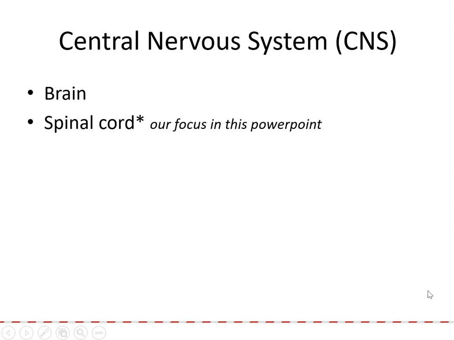Just a reminder that the central nervous system, or CNS, includes brain and spinal cord. In this particular PowerPoint, we'll focus on the spinal cord and spinal nerves. So spinal cord is central nervous system, while spinal nerves are part of the peripheral nervous system.